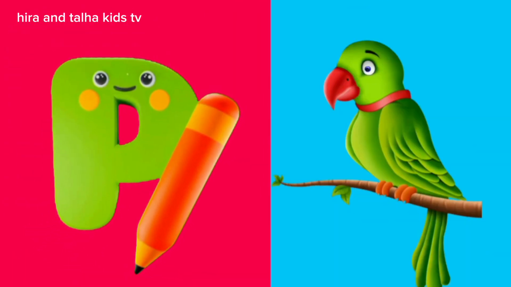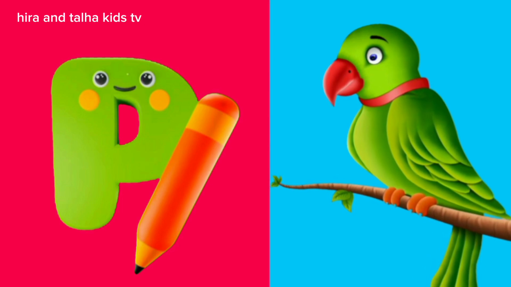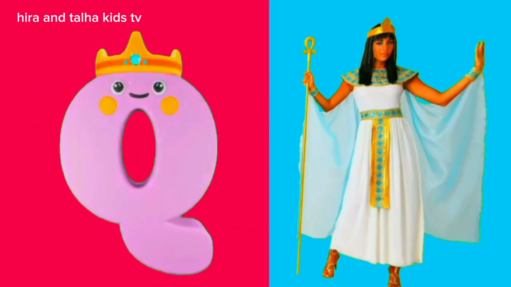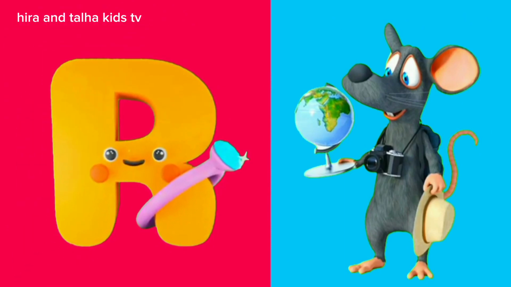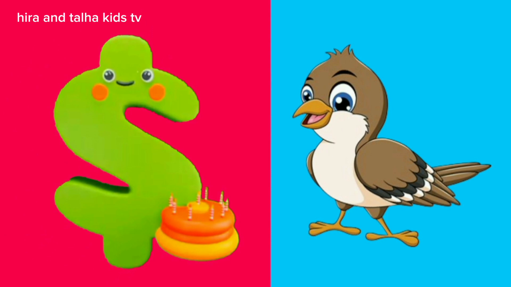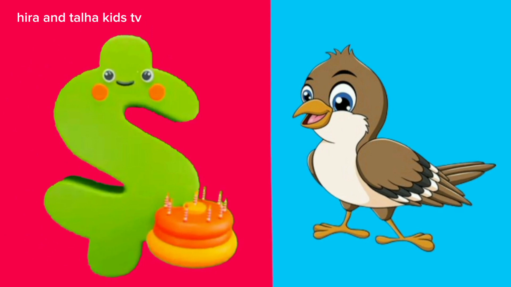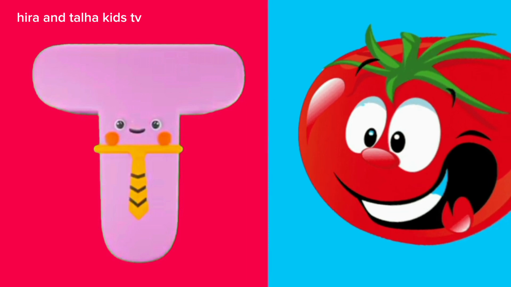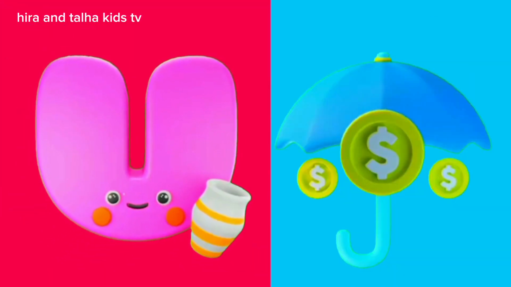P for parrot. Q for queen. R for rat. S for sparrow. T for tomato. U for umbrella.